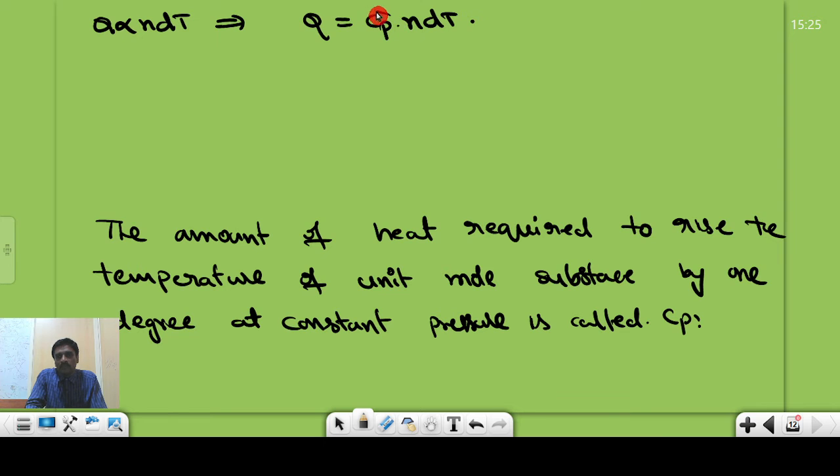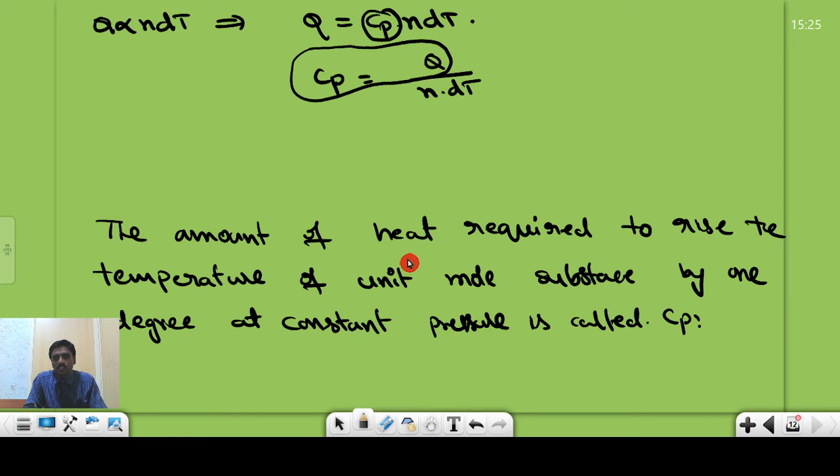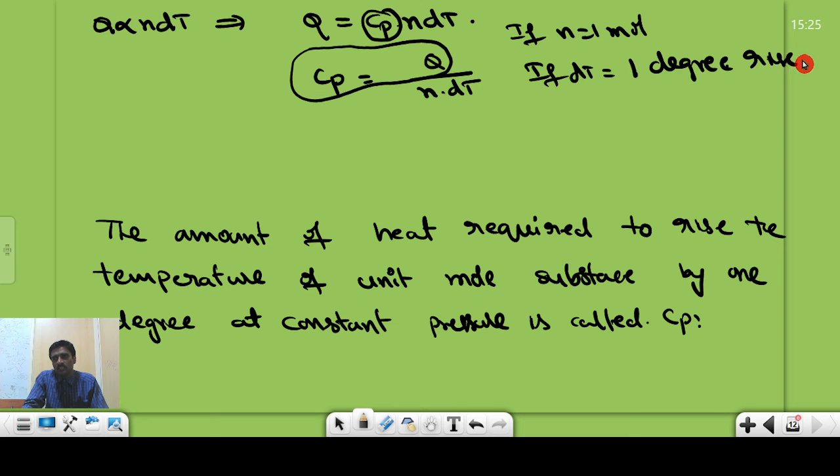Now our goal is to define this Cp value. Keep the Cp value on one side, then Cp = Q divided by n ΔT. Now Cp can be directly equal to Q, the heat energy supplied to the system, if n is equal to 1 mole of the substance and ΔT, the change in temperature of the substance, is equal to a 1 degree rise in temperature. But we are performing this whole process at constant pressure. Now we can give the definition for Cp.